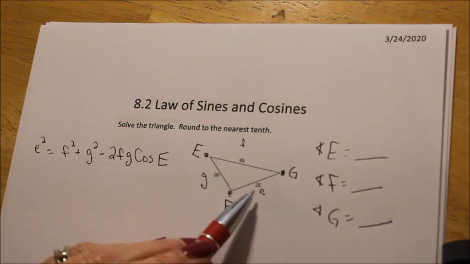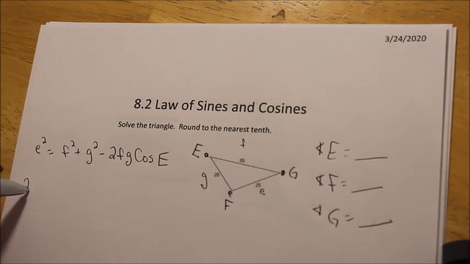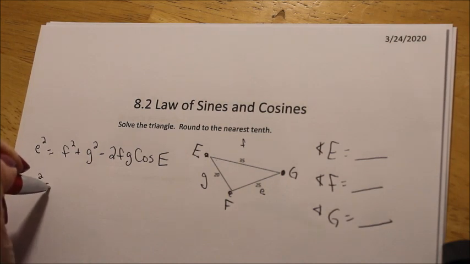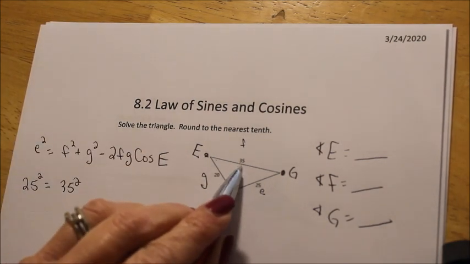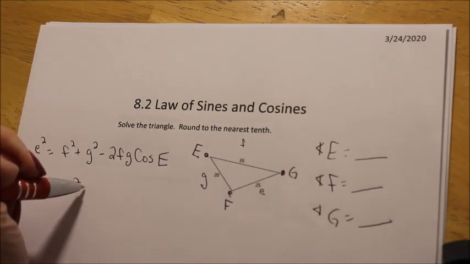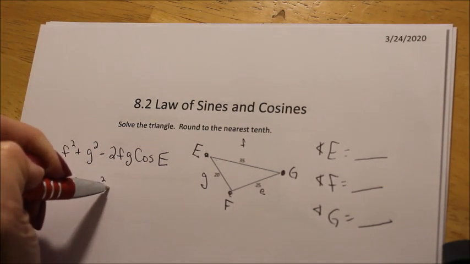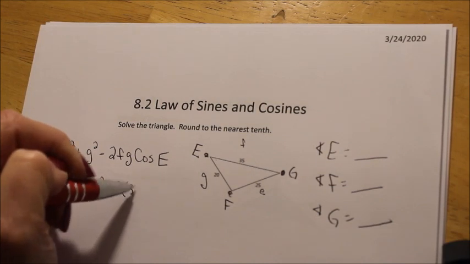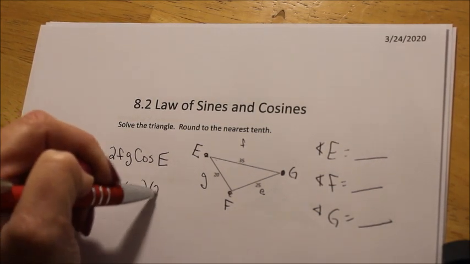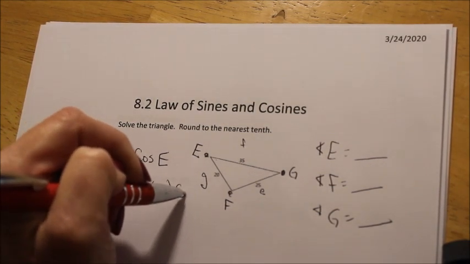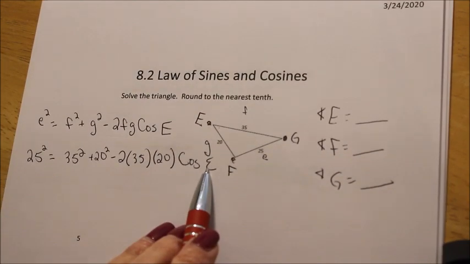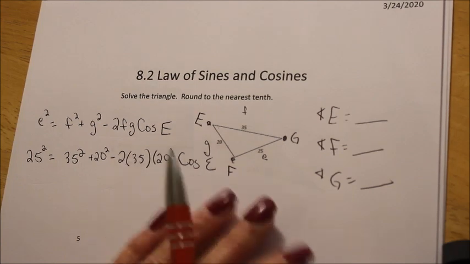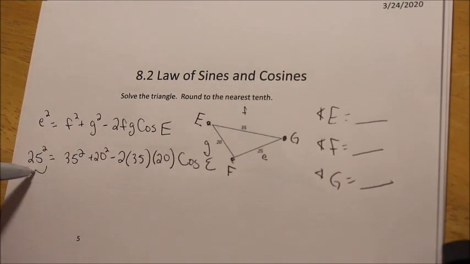Filling that in, I would get 25 squared equals 35 squared plus 20 squared minus 2 times 35 times 20 times the cosine of E. Now we're looking for an angle measure, so when we go to calculate this, we are going to use inverse. All right, so 25 squared is 625. I happen to know that.